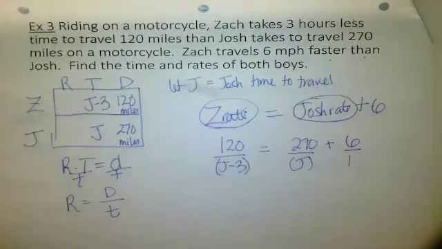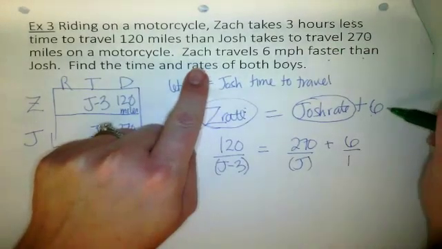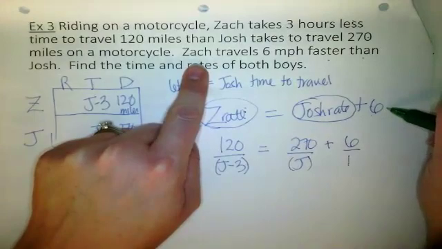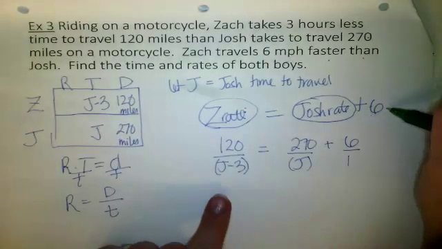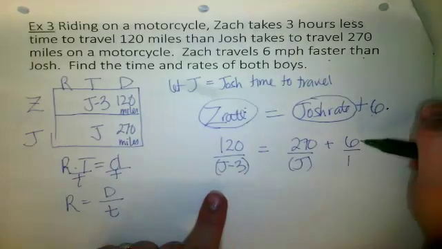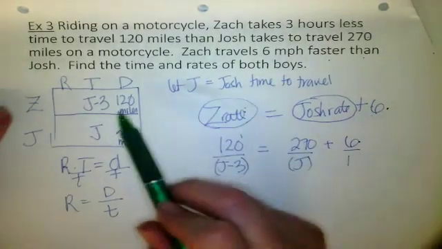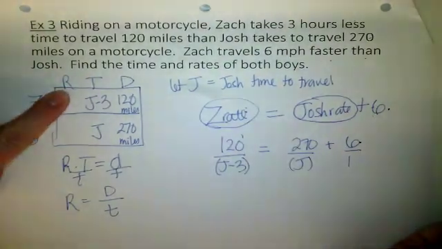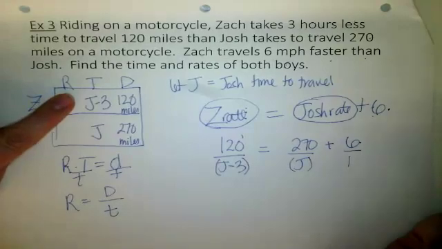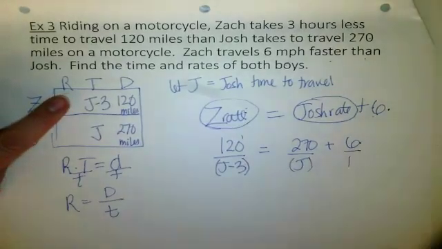Wait, is it the 6 miles per hour? I'm confused by adding this. Shouldn't the 6 go with Zach? Zach travels 6 faster. Because we already have Zach's rate, it'd be the 120 on top for the distance, and under it the time, j minus 3. Because we don't have a rate for Josh, that's how we can calculate it. Okay.